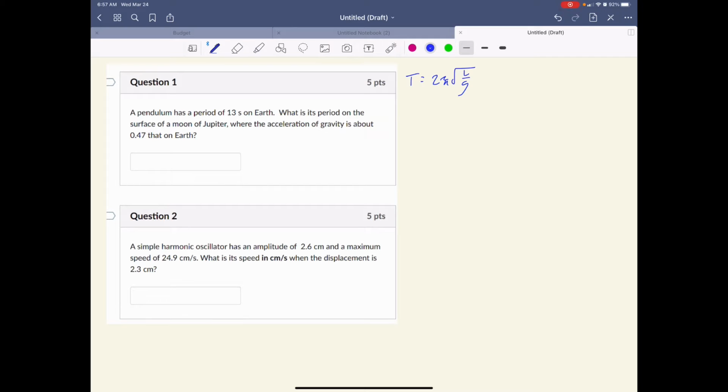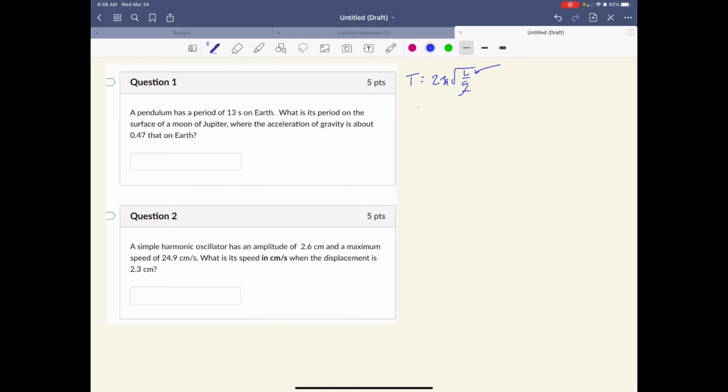Okay, so notice that we don't have the L. However, we can work backwards to get L in order to figure out the new g, right? Because you can't start solving for g right away because you don't know L. But what we do know is that the period is 13 on Earth, so we can solve for L. So I'm just going to quickly do some algebra to isolate L.